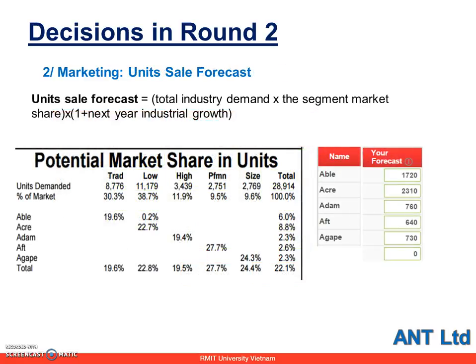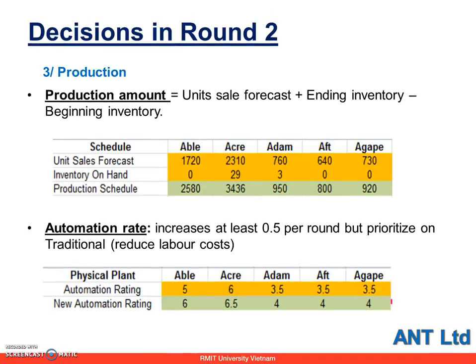Furthermore, in the marketing decision, unit sales forecasts are calculated based on total industry demand, the segment market share, and next year's industrial growth. These unit sales forecasts help us to calculate the production amount in the production decisions. Now we move on to the production decision. To estimate the production amount for this year, we use the maximum amount of unit sales forecast, which is calculated in the marketing worksheet, plus ending inventory minus beginning inventory.